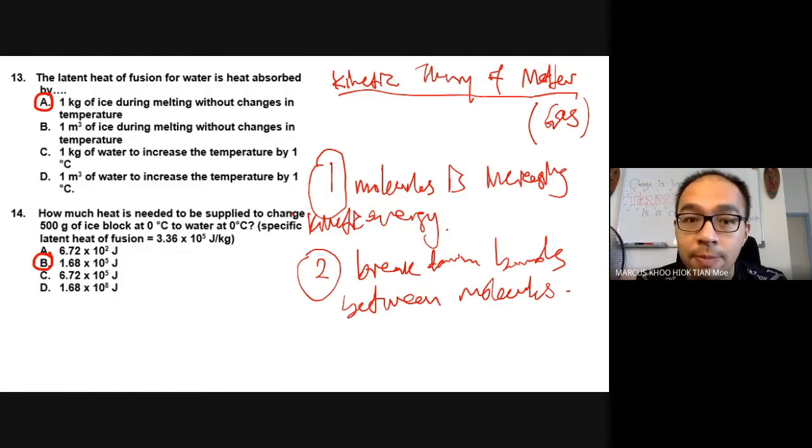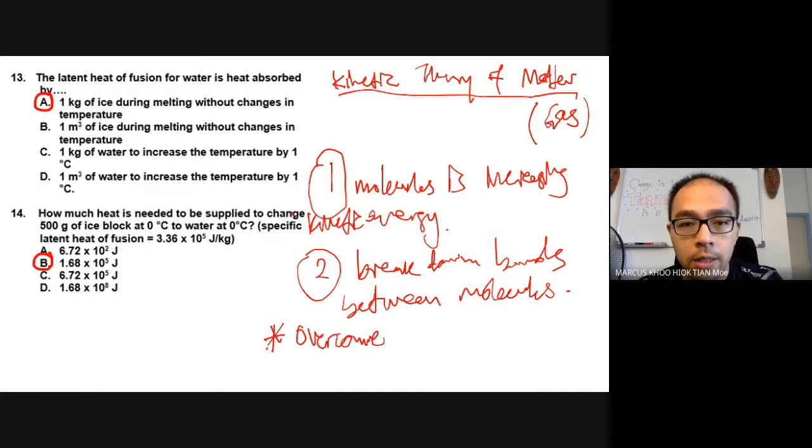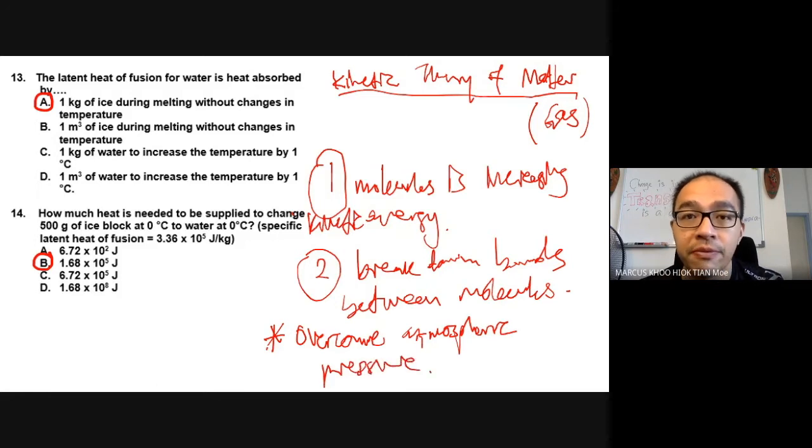But there is one special thing. Remember that if it is from liquid to gas, it is not just breaking down the bonds between the molecules, but it is also overcoming the atmospheric pressure, so that they can become vapor, so that they become gas. So these are explanations using the kinetic theory of matter.